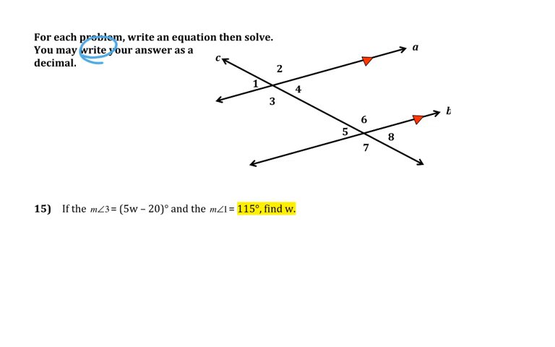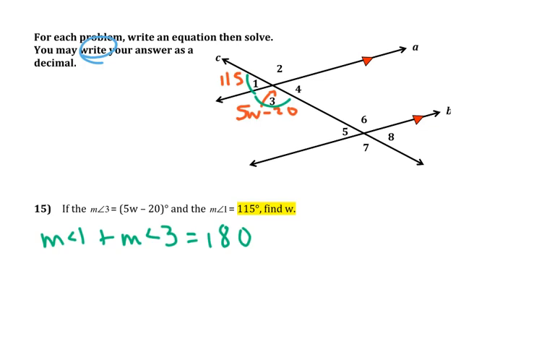It says if the measure of angle 3 is equal to 5w minus 20, so let's come up to our picture and write that. 5w minus 20, that's what that angle is. The measure of angle 1 is equal to 115. Find w. So what do I know about this angle and this angle? I know that the measure of angle 1 plus the measure of angle 3 is equal to 180 degrees.